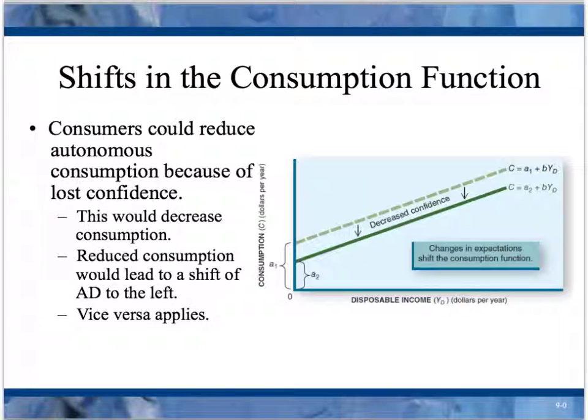So what is going to happen? Since people's expectations get worse, this would decrease the consumption. Only the autonomous part is going to be affected, and this will decrease all consumption. Reduced consumption would lead to a shift of aggregate demand to the left, and vice versa applies. Let me show you here.